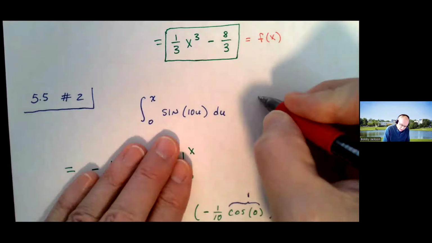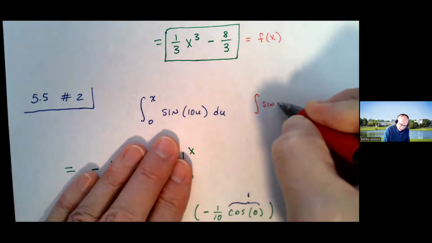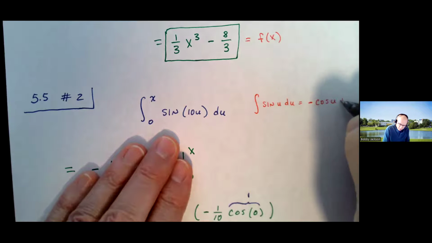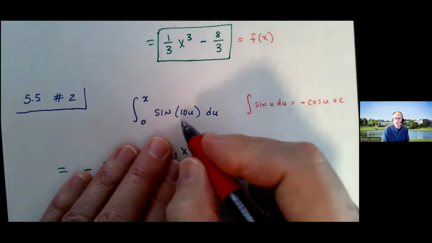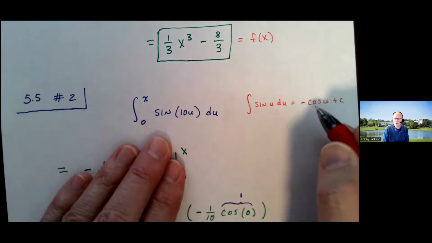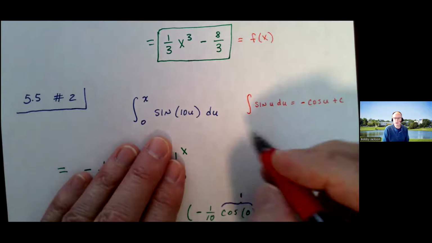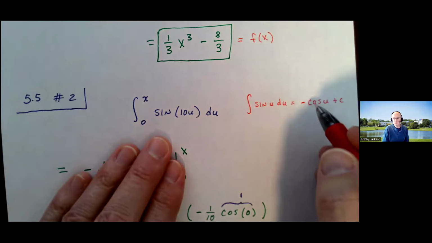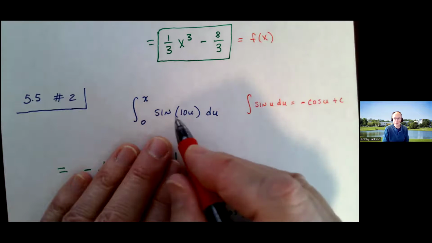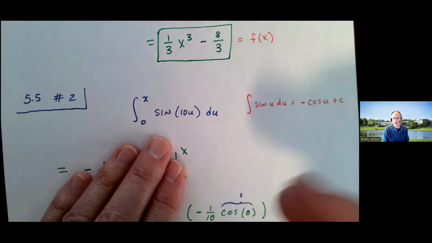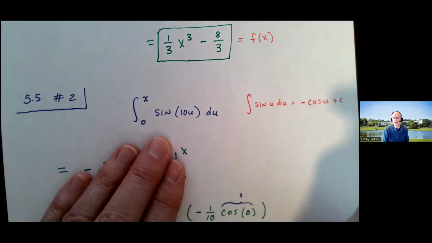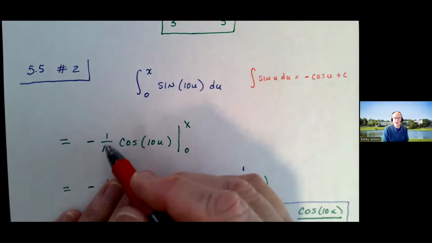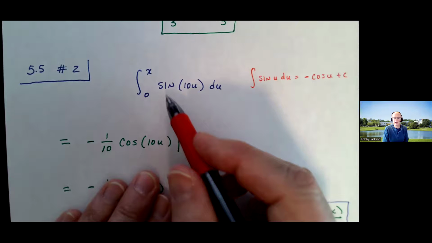So you should know the antiderivative of sine of u is negative cosine of u. Now, does that mean the antiderivative of sine of 10u is negative cosine of 10u? No, because by the chain rule, when we take the derivative, the derivative of negative cosine of 10u would be sine of 10 times u times the derivative of the inner function 10u, which is 10. So what do I need to do? I need to have that factor of 1/10 in front of this for me to find the antiderivative, right?